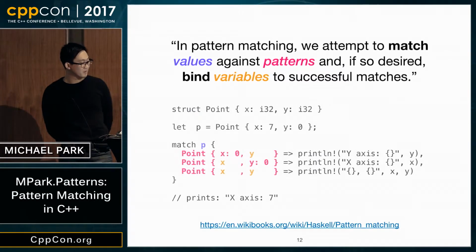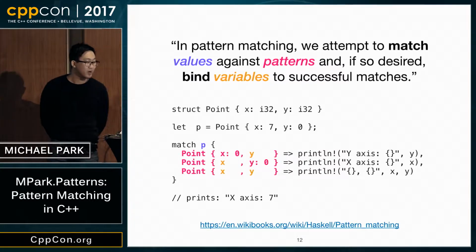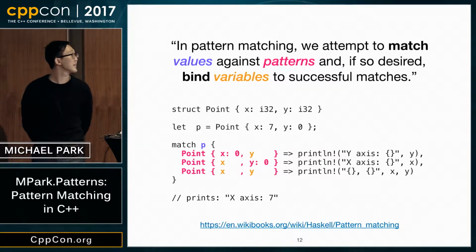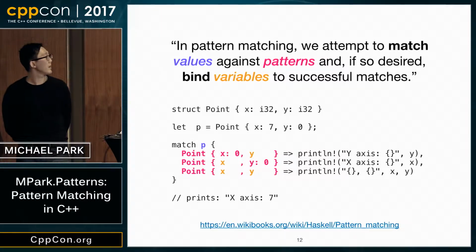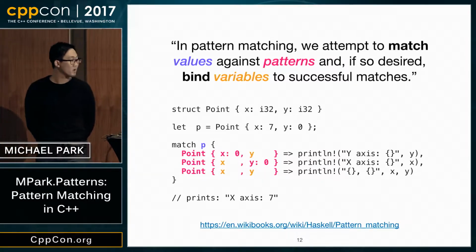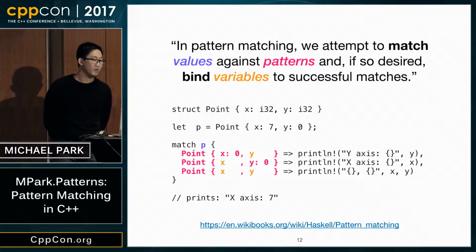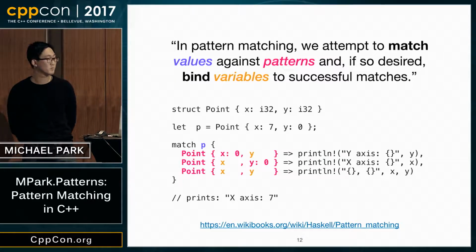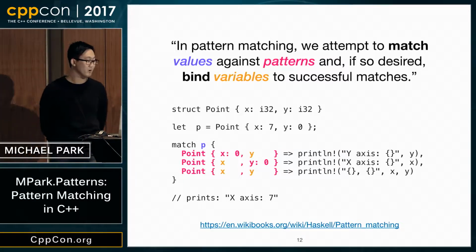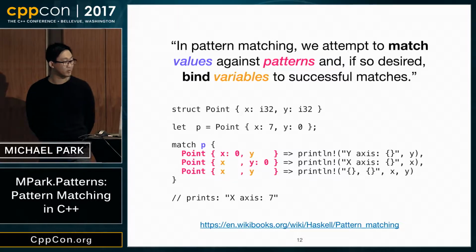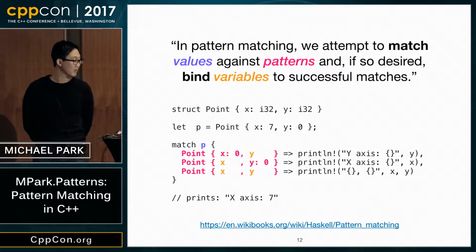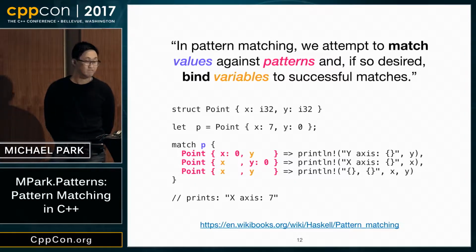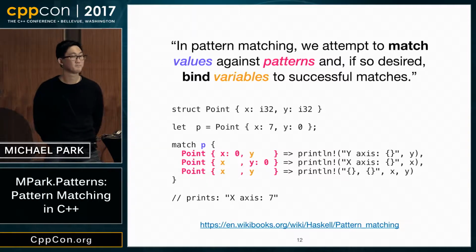Here's a trivial example written in Rust. We declare a point class with fields x and y. We declare a variable of type point with values 7 and 0. We're going to match on p, and we're going to provide the cases that we want to match in order. Rust is actually going to check these cases in order, and in this case, it's going to fall into the second case because y is 0, and we're going to print x-axis is 7. Pretty simple. Everyone follow? Good.